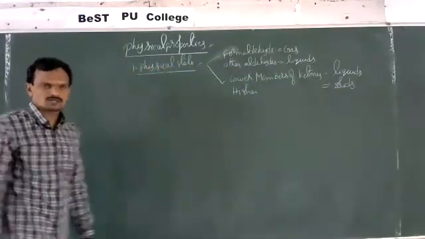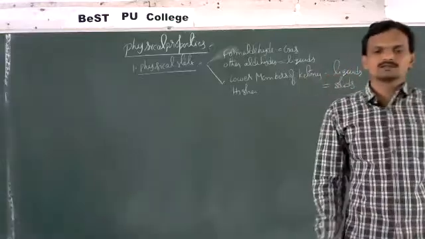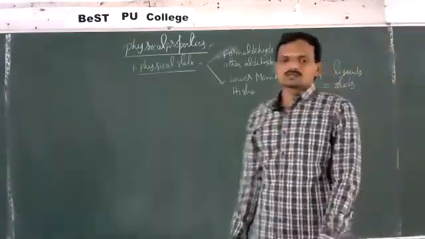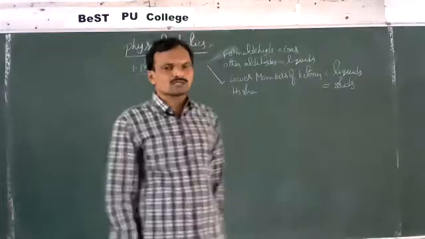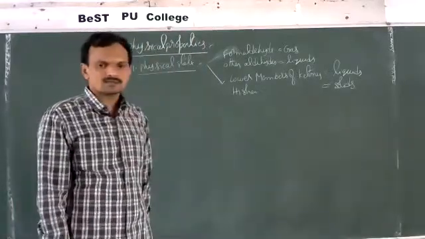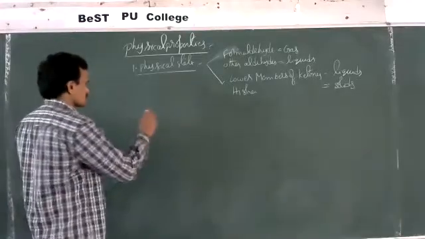This is regarding physical state. Formaldehyde exists as a gas, whereas other aldehydes exist as liquids. Among ketones, the lower members exist as liquids, whereas higher members exist as solids. This is about the physical state of aldehydes and ketones.